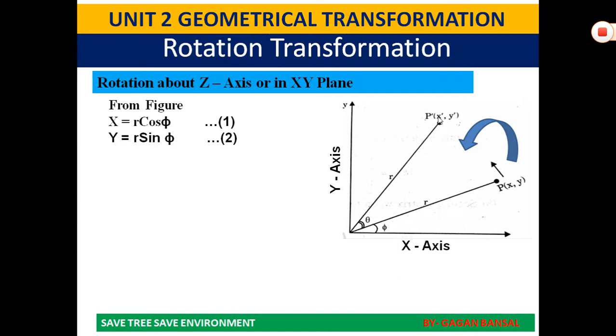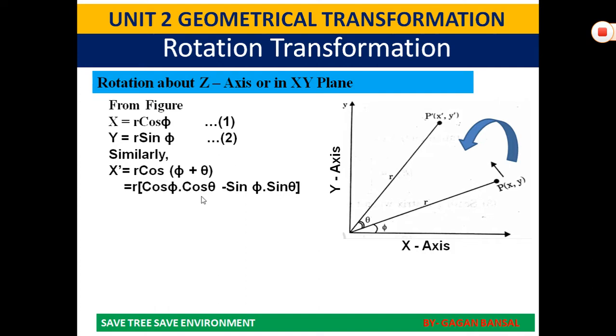Similarly for x dash, it is making angle phi plus theta with horizontal, so x dash will be r cos(theta plus phi), and we know that cos(a plus b), or we can say cos(phi plus theta), is cos phi cos theta minus sin phi sin theta. So we can open the bracket, or put the formula for cos(phi plus theta). It becomes r(cos phi cos theta minus sin phi sin theta).